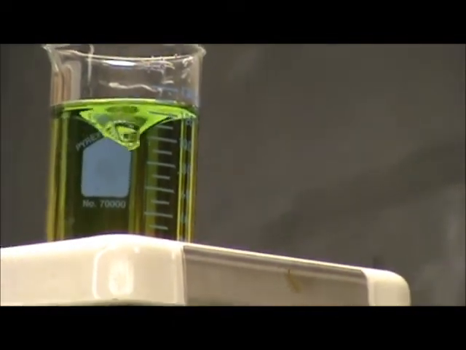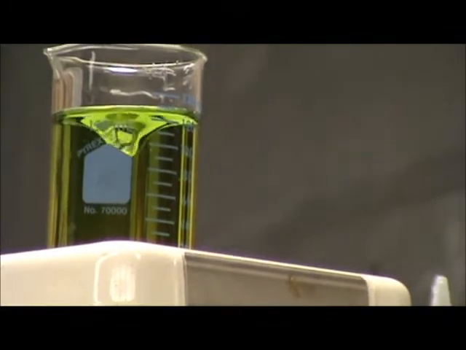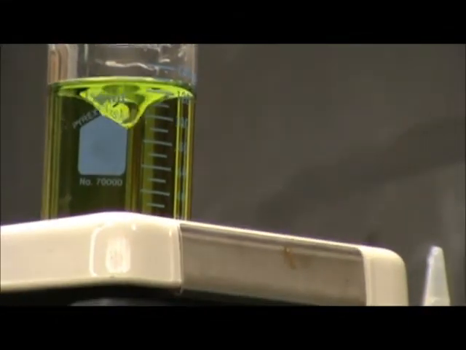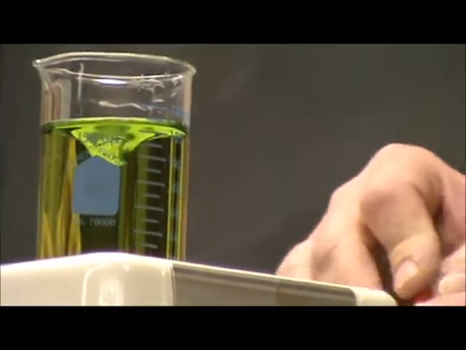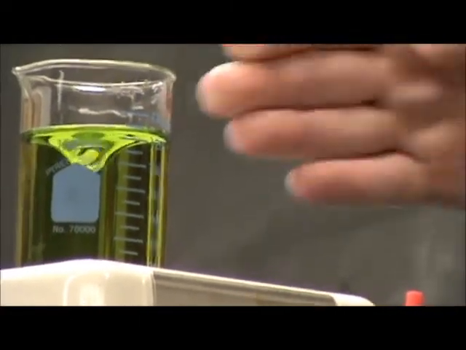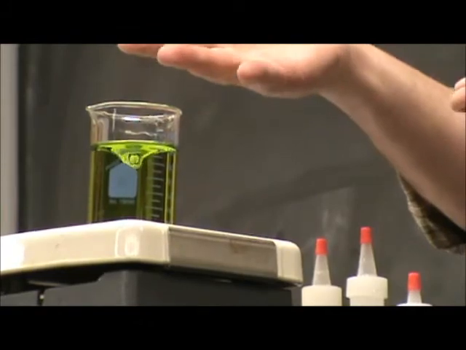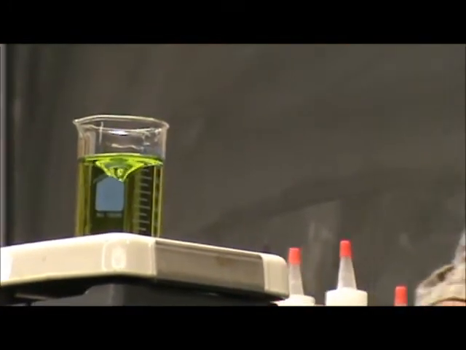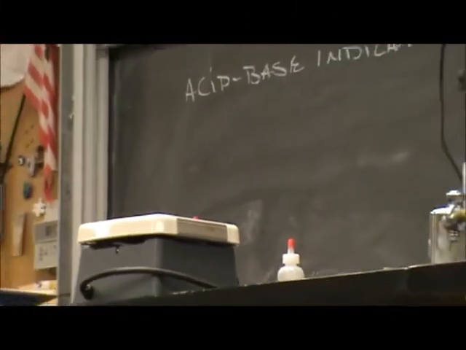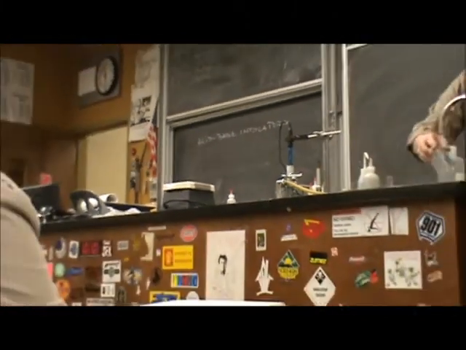These solutions are both 1 molar solutions, so they're pretty concentrated. That's green. That's green. That's green. Now what we have at this point is equal amounts of the yellow form and the blue form together, and that's why it looks green. Okay, bromothymol blue, an example of an acid-base indicator.